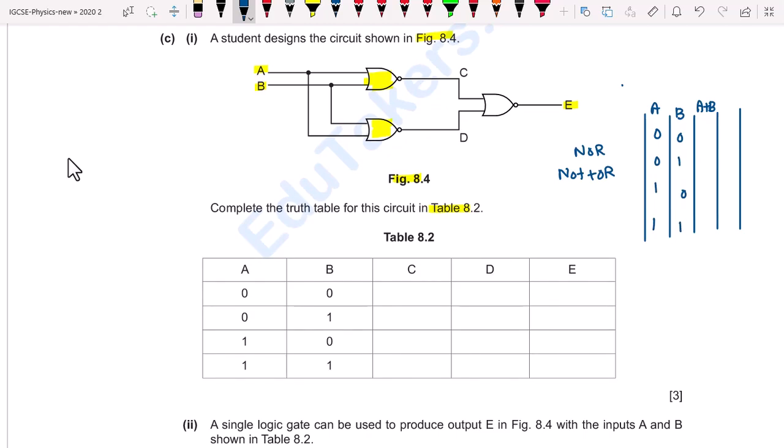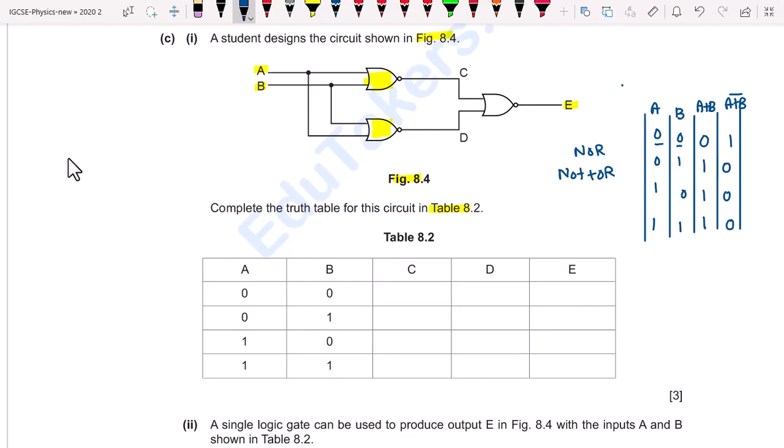In the OR gate, when any one of the inputs is high, the output will be high. So here 0, 0 are low inputs, so the output will be low. Otherwise, in all other combinations there is at least one high input, so the output will be high. So I write here 1, 1 and 1. When we apply a NOT gate over it, then 0 changes into 1 and 1 changes into 0. So this is basically the truth table of a NOR gate.